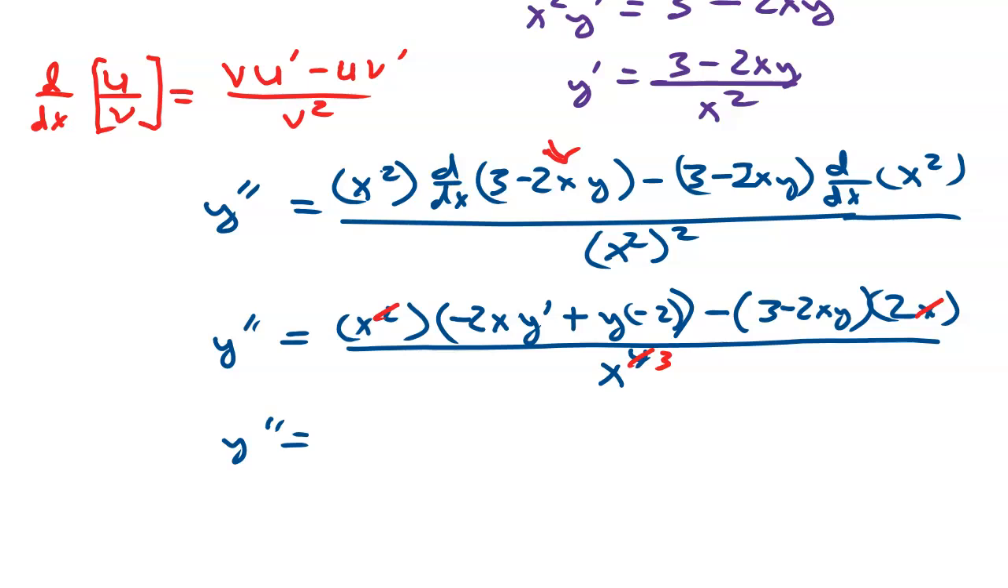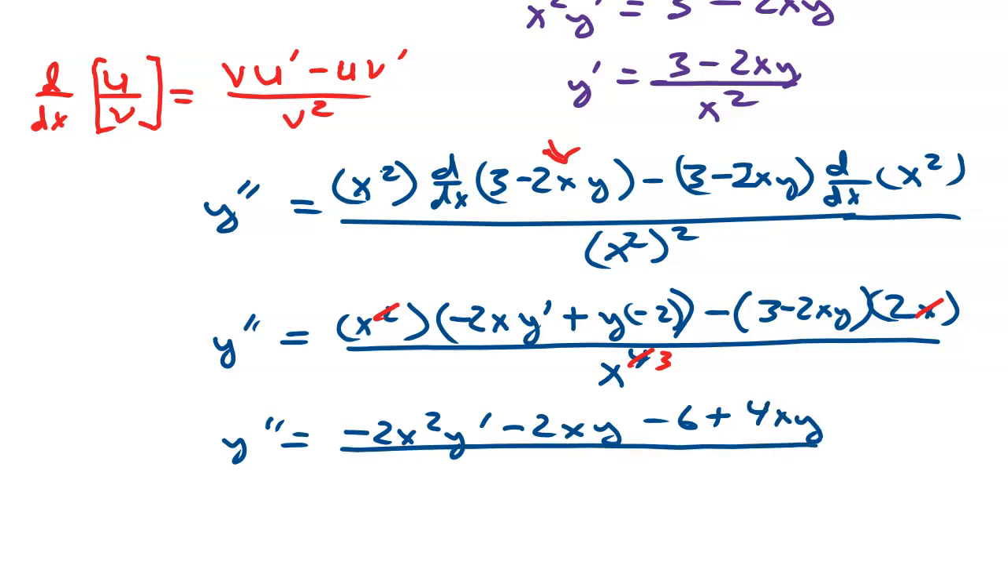So we've got x times negative 2xy prime, so that's negative 2x squared y prime. And then x times y times negative 2, which is negative 2xy. And then we have 2 times 3, which is 6. And don't forget the negative in front. And 2 times negative 2xy, and the negatives in front, so that's going to be plus 4xy. All over x to the third.